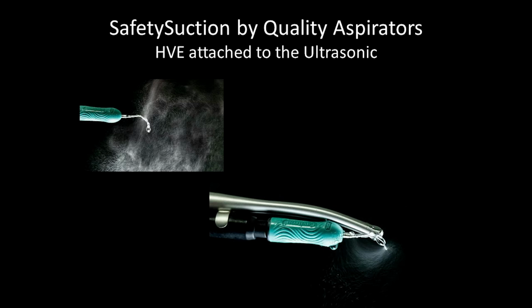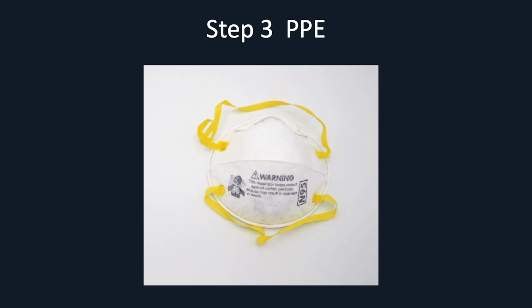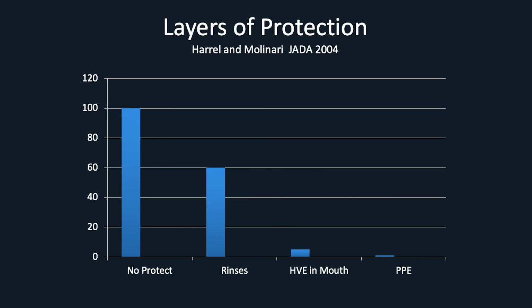Third step, protective equipment. This is the much maligned N95 mask. I really think personally that a level 3 surgical mask would probably do about the same thing, but currently protective equipment is to use the N95 mask. So let's look at this in a graph.